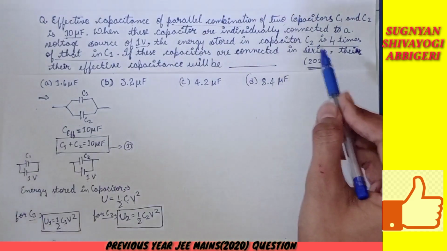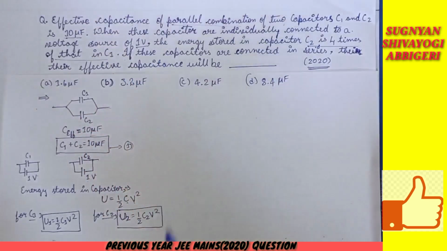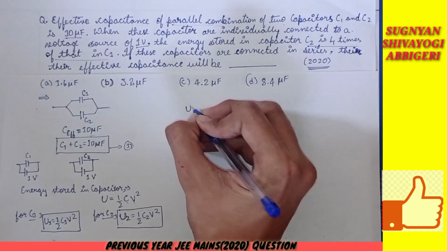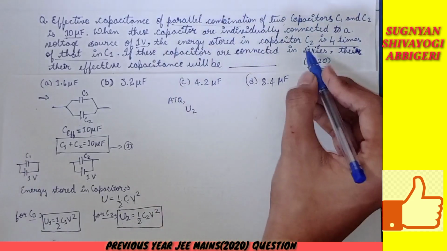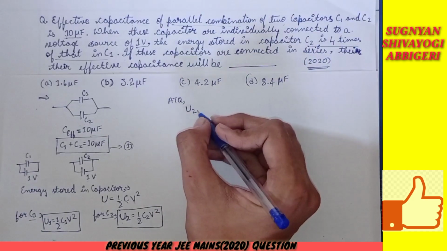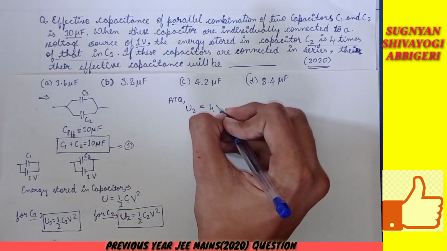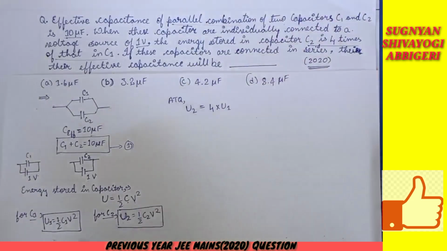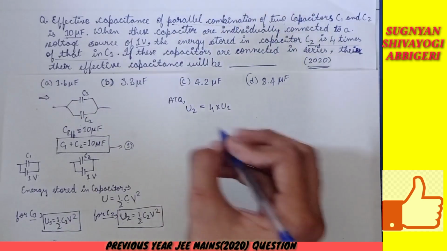The question says that energy stored in capacitor C2 is 4 times that in C1. So energy stored in capacitor C2 is U2. According to the question, energy stored in capacitor C2, which we represent as U2, is equal to 4 times that in C1, 4 times the energy stored in C1, that is U1. Now let us put the values here, in place of U1 and in place of U2.